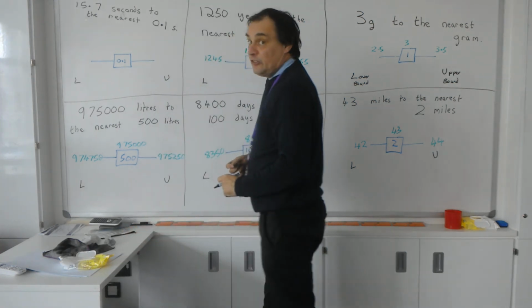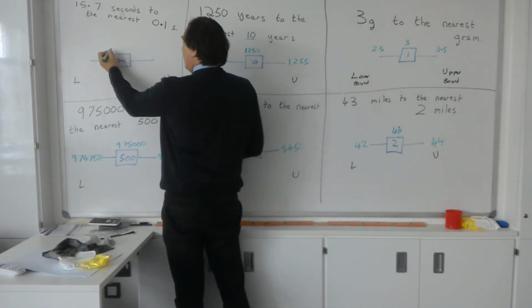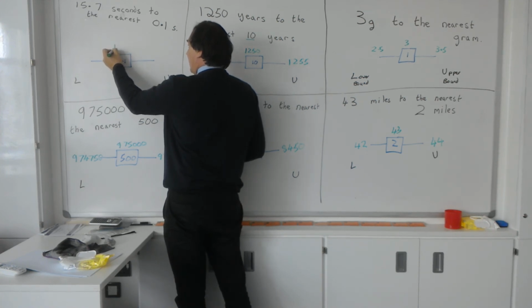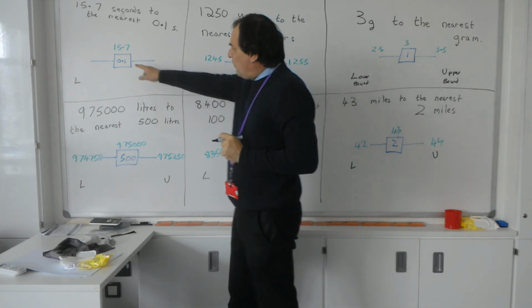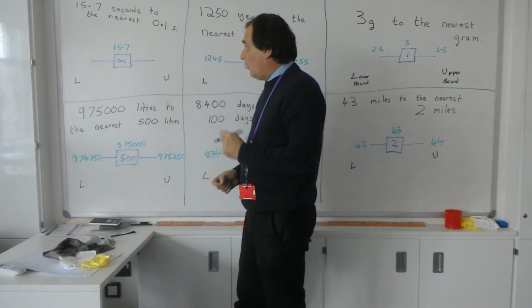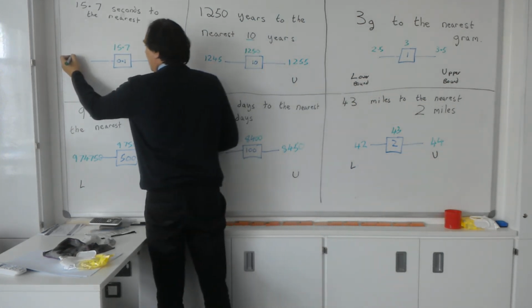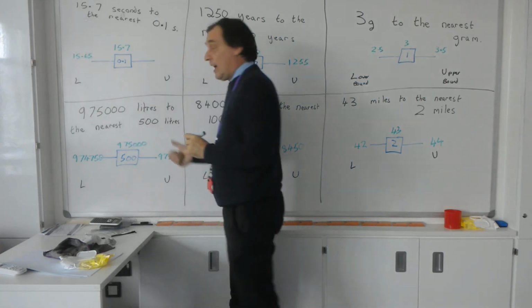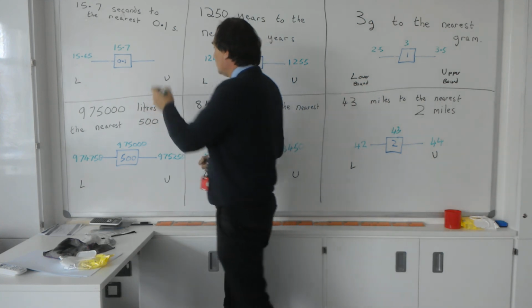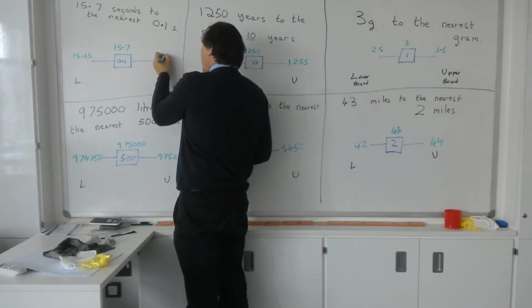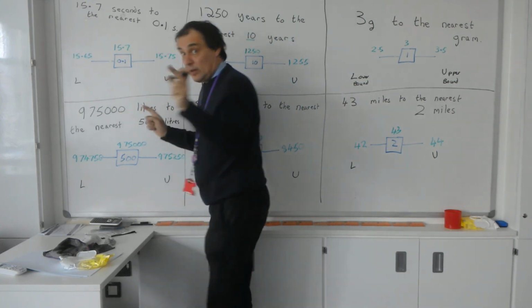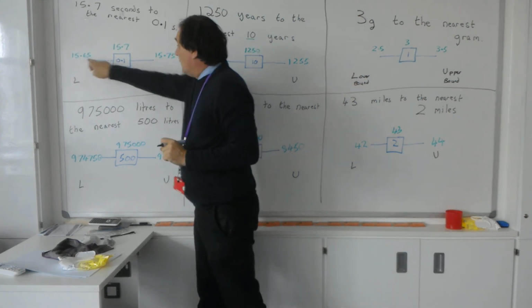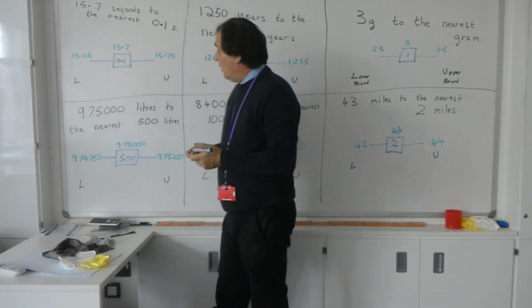Finally, let's do one with a decimal in it because we're feeling brave today. So 15.7 seconds to the nearest 0.1 second. So 15.7. Half of 0.1 is 0.05. So in other words, that's going to be 15.65. And adding 0.05 will be 15.75. And again, doing our check, the difference between these two numbers is 0.1.